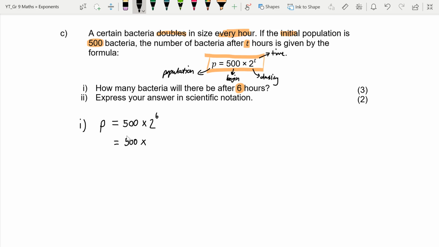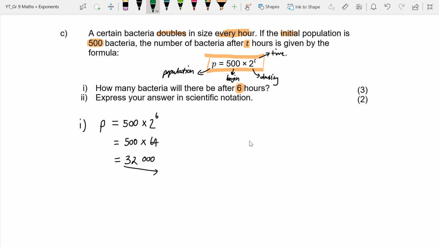Let me just reach for my calculator. I think it's 32. 64, I was wrong. 64. And how can we work that out fast? I mean, we can times it by 1,000 and then just divide it by 2 if we want to work it out like that. So that gives us 32,000. I hope you got the same. I hope that's correct. Let me double check. Yeah, I think that's fine. Okay, so that's how much bacteria there would be after 6 hours if it doubles every single hour.